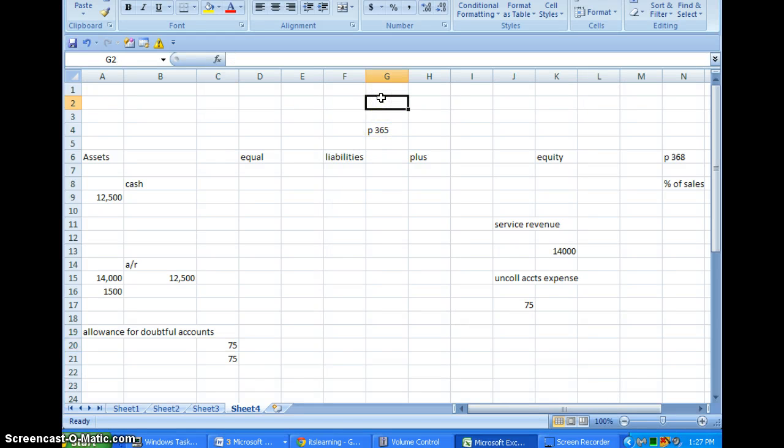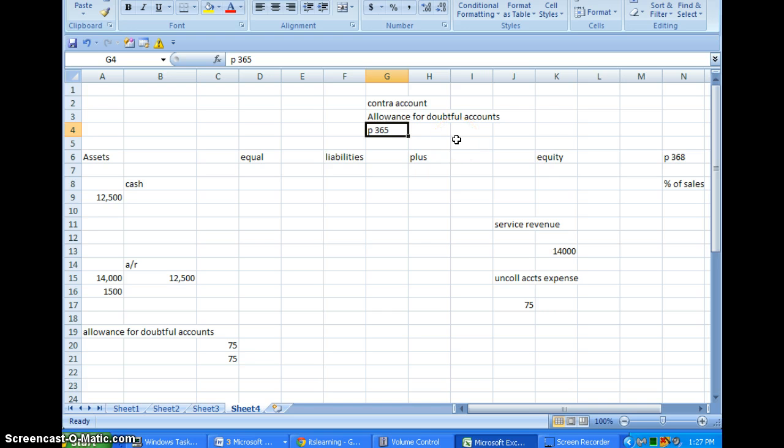This is called the allowance for doubtful accounts. Contra account, allowance for doubtful accounts. That's what we're looking at right now on page 365 of your text.